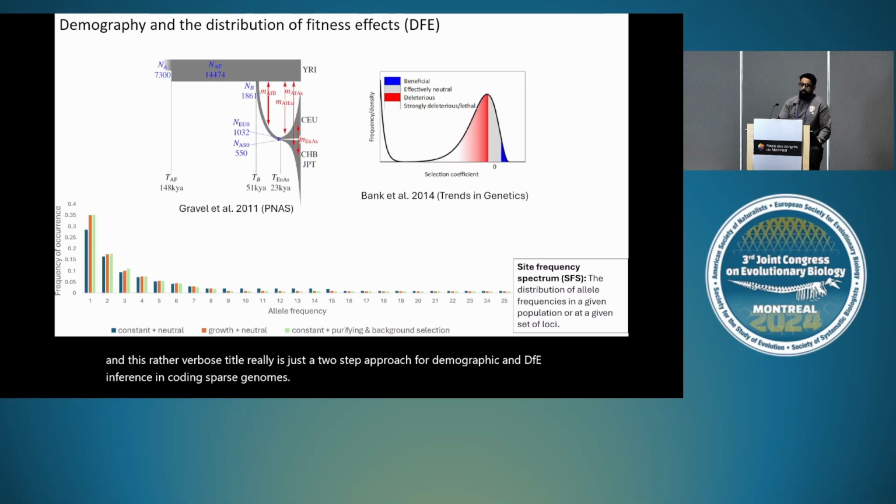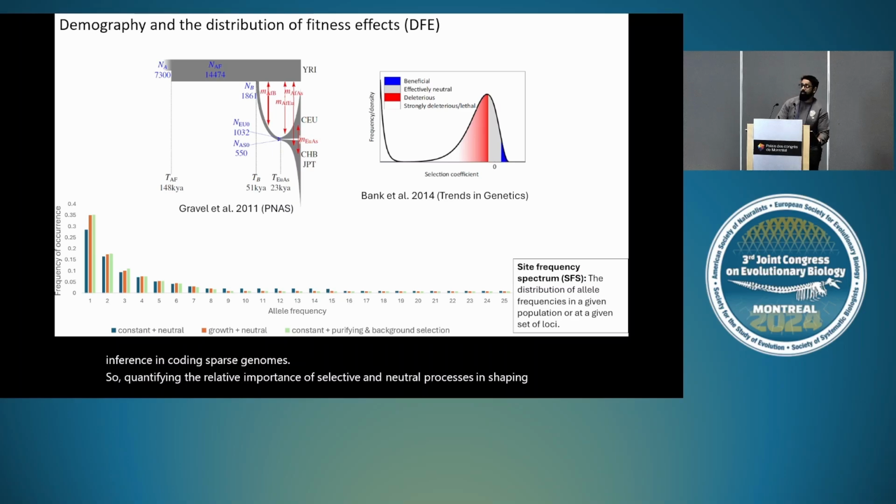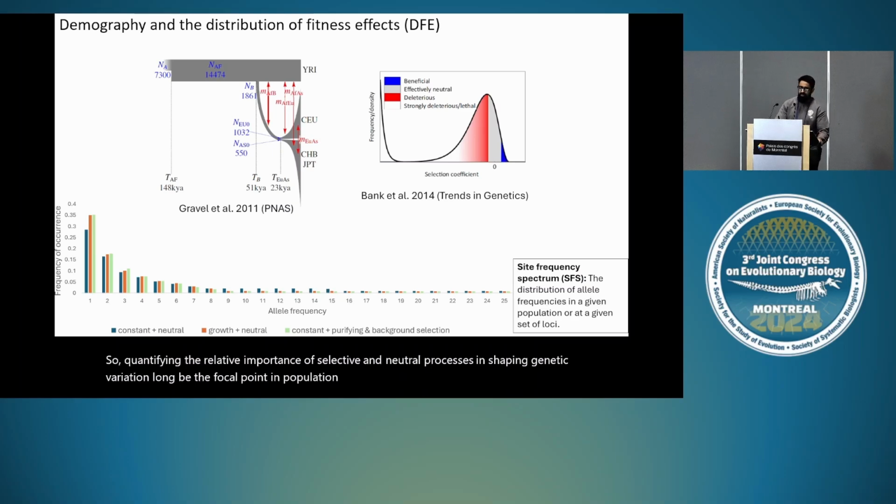Quantifying the relative importance of selective and neutral processes in shaping genetic variation has long been a focal point in population genetics. Two fundamental entities in this regard are the demographic history of a population, which determines the historic and ongoing efficacy of genetic drift, and the distribution of fitness effects, which has already been talked about a lot today, which determines the selective effects of new mutations, whether they be deleterious, effectively neutral, or beneficial. So it's not surprising that a great deal of effort and research has gone into attempting to infer these sorts of models.